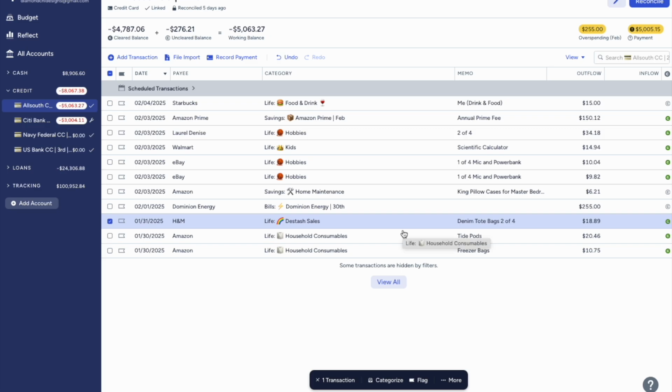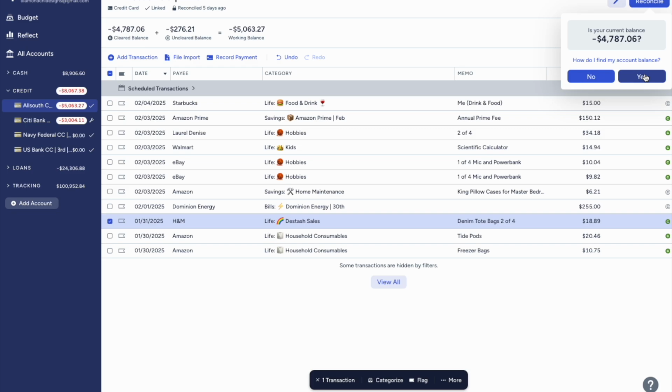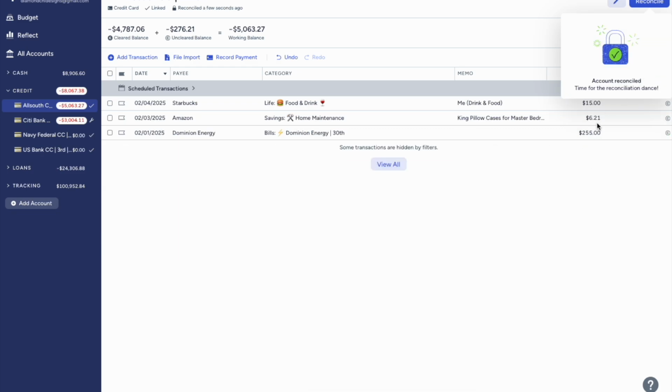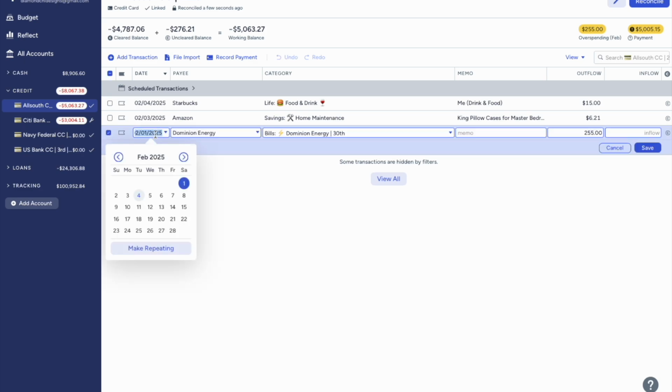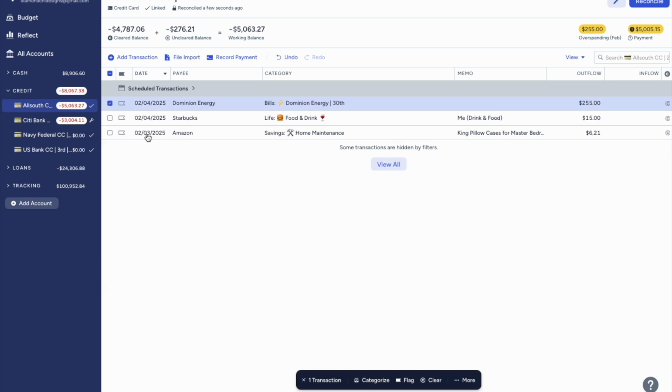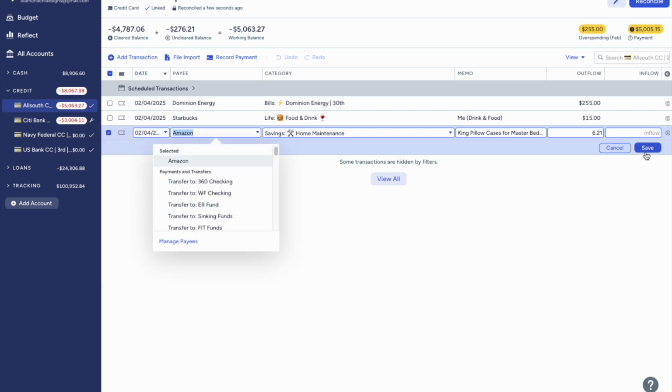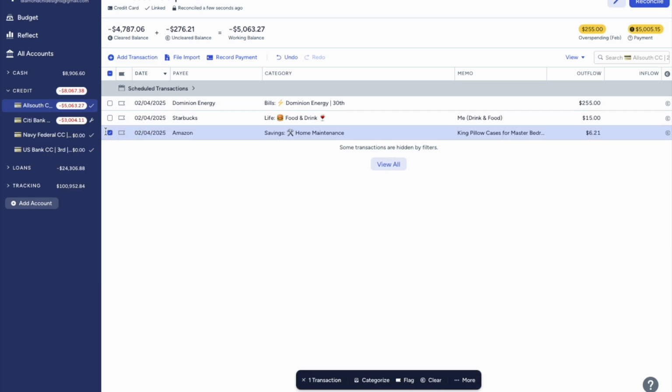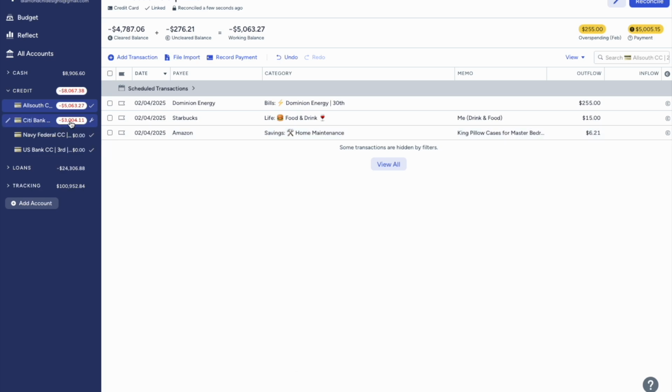So now I'm going to go up to my budget, and my cleared balance is $4,787.06, and that matches my account. So I'm going to click yes. And so I have a few bills that haven't come out yet, but I see that they're pending. So sometimes what I like to do is just change this date to the current date because they haven't cleared yet. And so those are all my transactions.